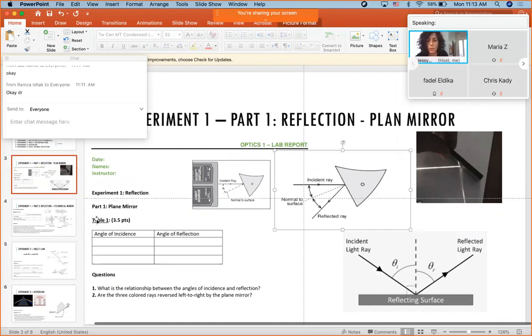So question 1, you have a table, you rotate your metallic mirror into different angles. You measure the angle of incidence, you measure the angle of reflection, you do 3 different trials, and you will see that they're actually very close, sometimes equal. What is the relationship between the angle of incidence and reflection? You try to come up with a relationship, but please try to prove it. If they're not equal, you need to prove why they're equal. The difference, is it below 5%? Maybe you can discuss accuracy. Are the 3 colored rays reversed left to right by the plane mirror?